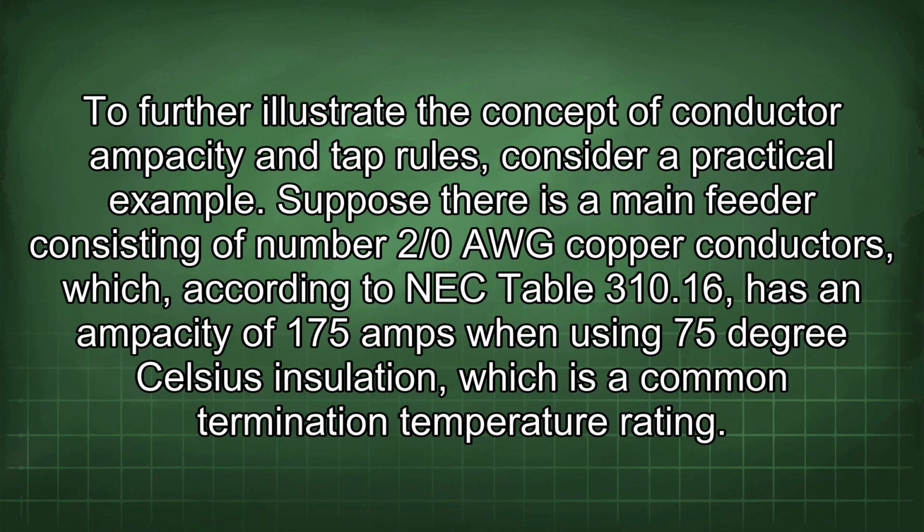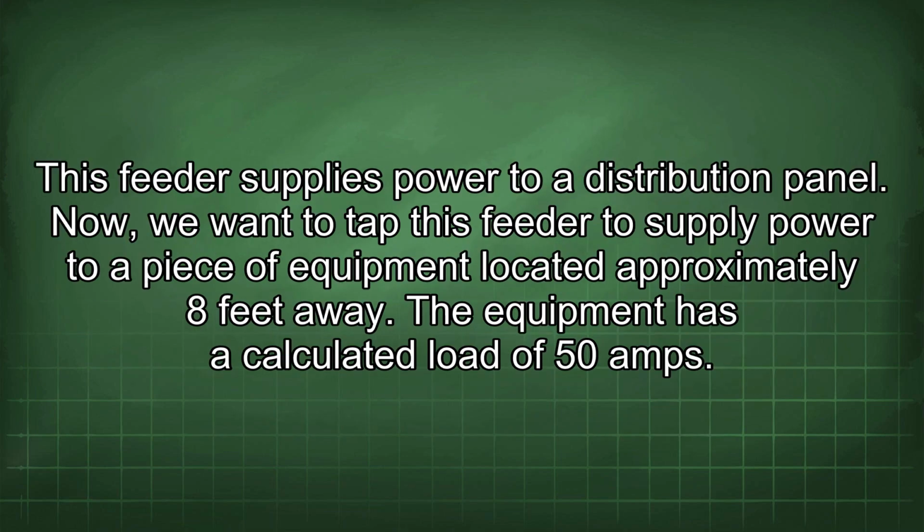To further illustrate the concept of conductor ampacity and tap rules, consider a practical example. Suppose there is a main feeder consisting of 2/0 AWG copper conductors, which, according to NEC Table 310.16, has an ampacity of 175 amps when using 75 degrees Celsius insulation, which is a common termination temperature rating. This feeder supplies power to a distribution panel.